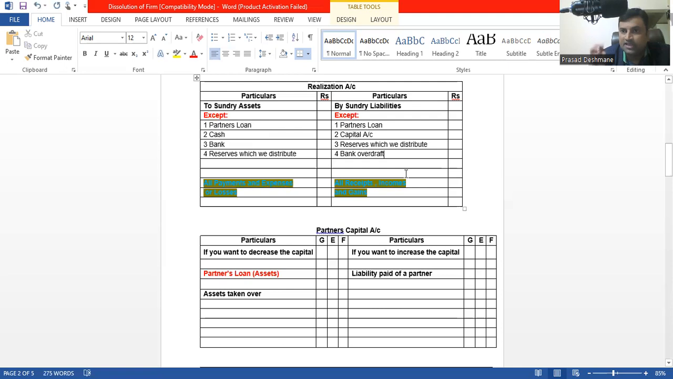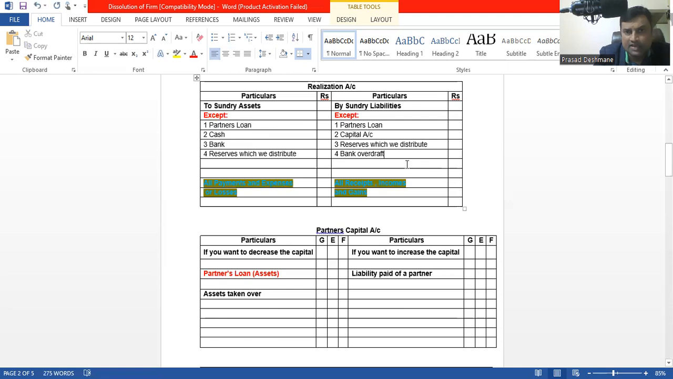Rest all the liabilities, meaning creditors, bills payable, outstanding expenses, employee provident fund, bank loan, related party loan, and other liabilities we are going to record over here. Similarly, on the asset side, on the left hand side, under sundry assets, we record all the assets like furniture, machinery, equipment, building, land, all assets except these four.